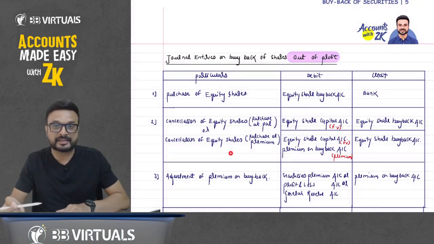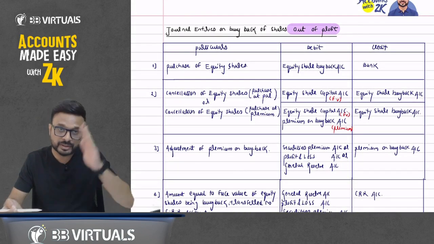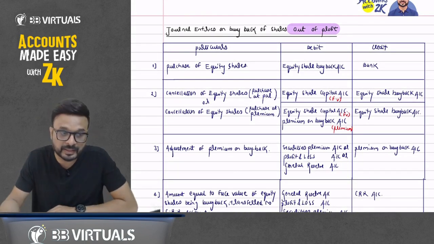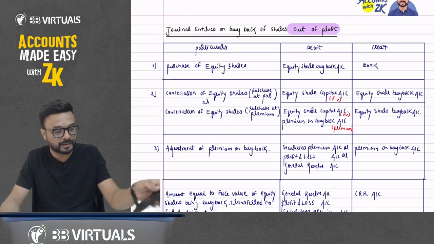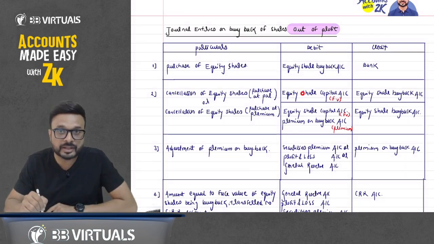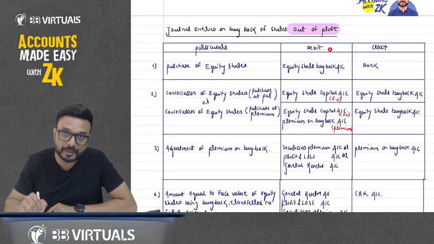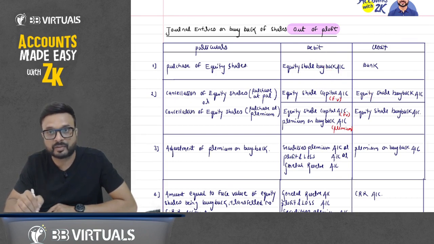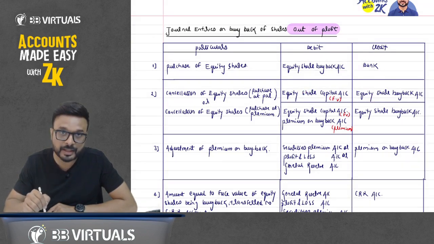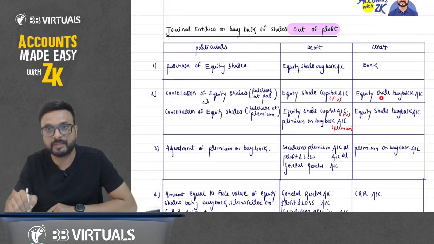Now we have to cancel it. So when we do the cancellation, share capital will decrease. Decrease in capital, debit. So equity share capital account debit to equity share buyback. When you purchased it, you debited equity share buyback account, and then you cancelled it. So first you have debited and then you have credited here. So decrease in capital, equity share capital account debit to equity share buyback account.